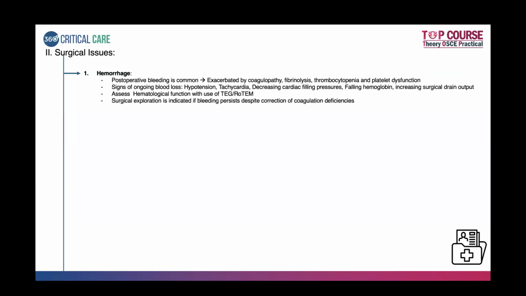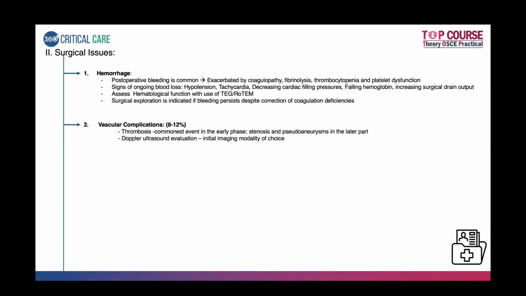One of the ways you can assess for hematological functions, that is coagulopathy, fibrinolysis, or platelet dysfunction, is to go with the TEG or ROTEM. Darshan has done a talk on this. So I would personally recommend you to look into that in case you don't have much of an idea on TEG. And surgical exploration is indicated if bleeding persists despite correction of your coagulation deficiencies.